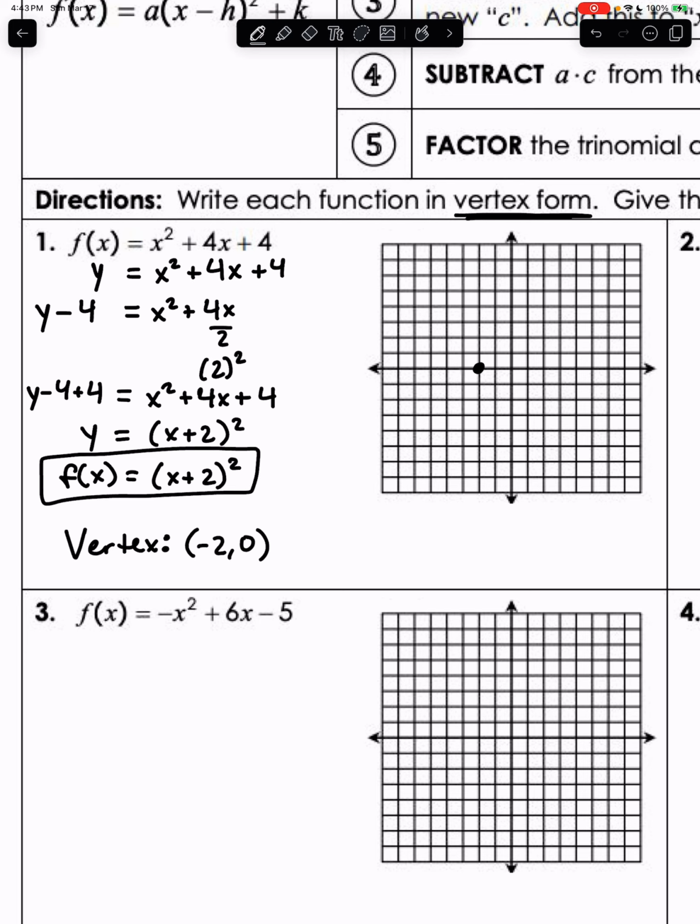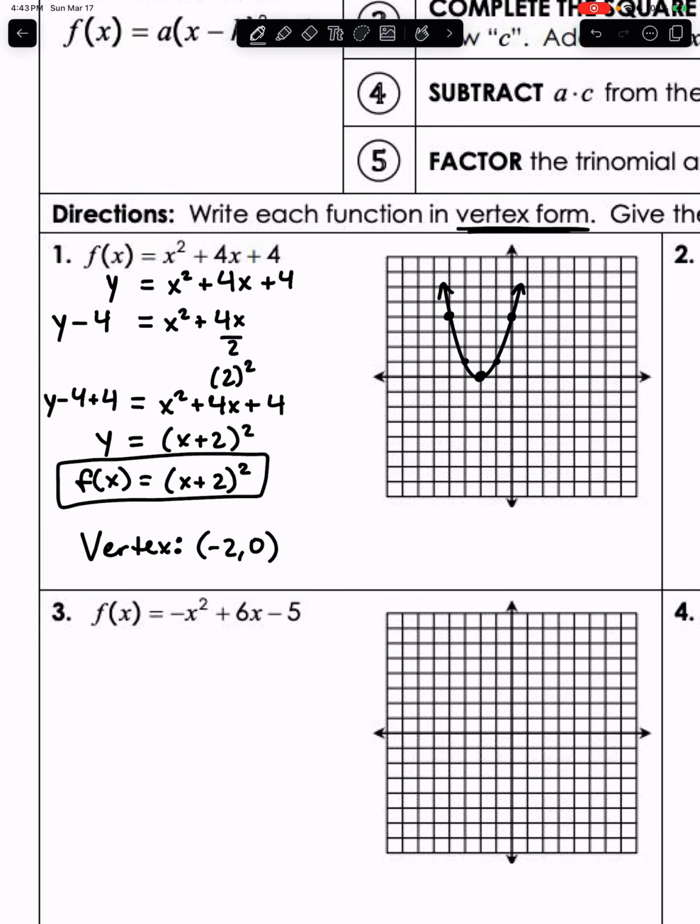And now using this vertex form, I can see I really have an a value in front here of 1. So I'm going to graph just like when I did my parent function. So up 1, right 1. Right 2, up 4, and 4, and then I'm just going to connect my dots to make a nice, cute quadratic curve. There you have it. Connect them. All right.